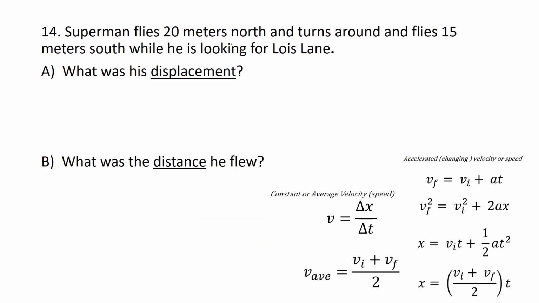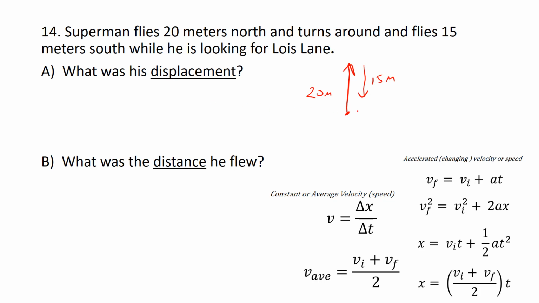Okay, next question. Superman flies 20 meters north and turns around and flies 15 meters south while he's looking for Lois Lane. So let's just draw a quick picture of this. Superman flies 20 meters north, and then he turns around and flies 15 meters south, and he's looking for Lois Lane, which really doesn't mean anything. Okay, so what's the displacement?